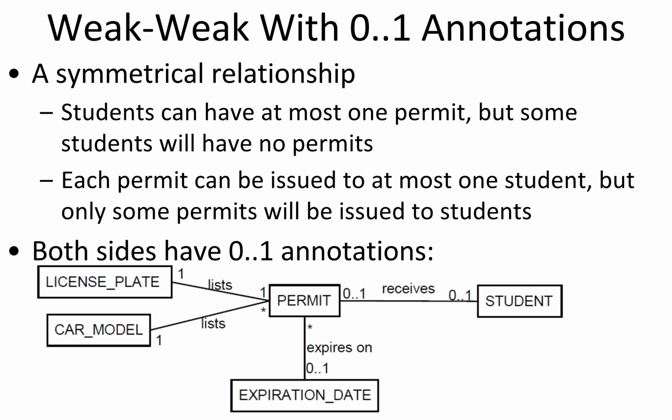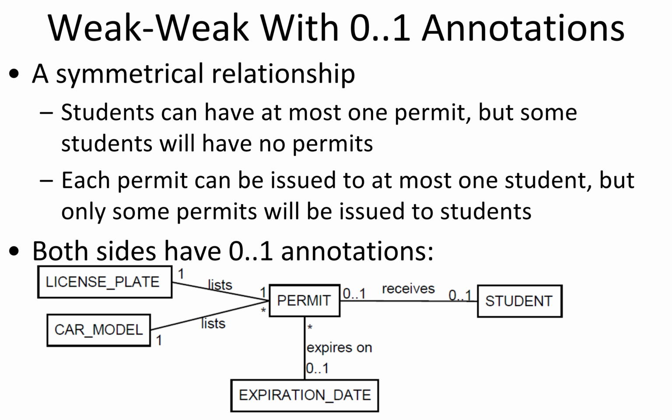Okay, so we want to issue the permit to at most one student, but only some permits will be issued to students. Students can have at most one permit, but some students will have no permit. Okay, we did that. Each permit can be issued to at most one student, but only some permits will be issued.